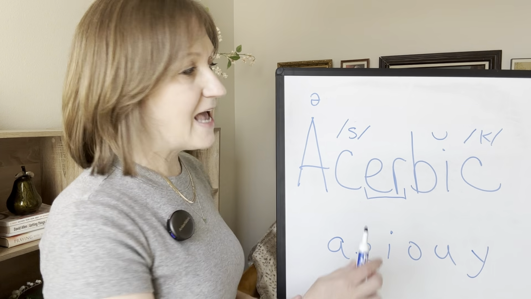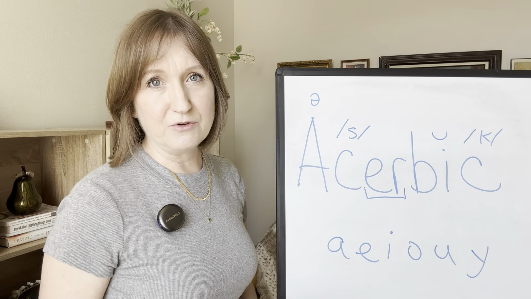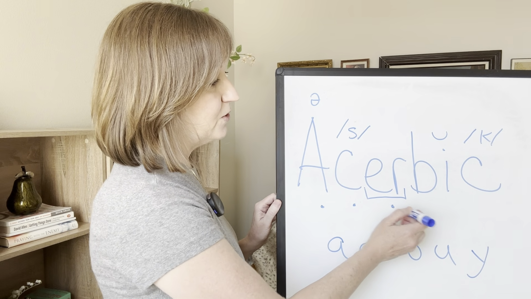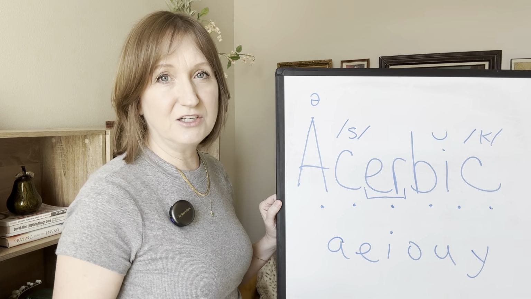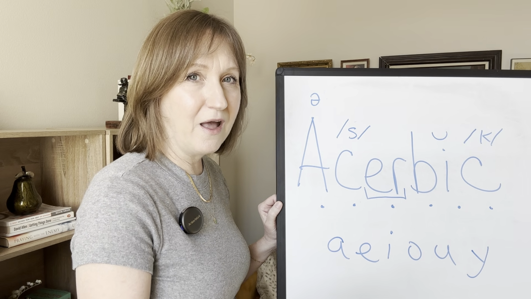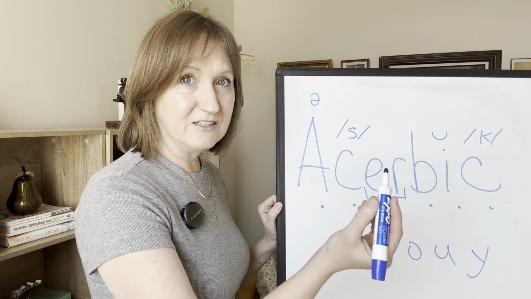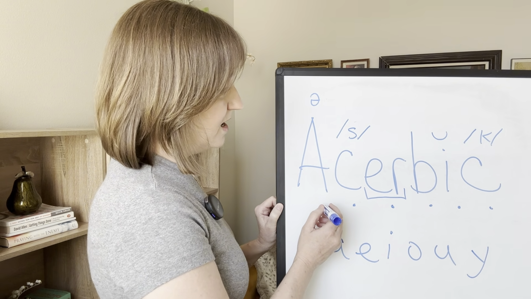So now that we know exactly what is happening inside this word, we're going to dot each sound. The sounds are uh, s, er, b, i, k. Then we're going to connect the dots very slowly, all in one breath. The line represents the sound. The sound doesn't stop and the line doesn't stop. We're going to push those sounds together. It will sound like this.